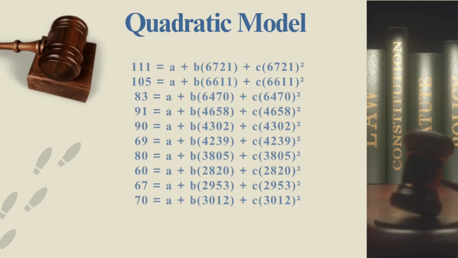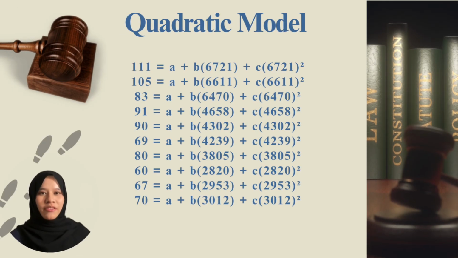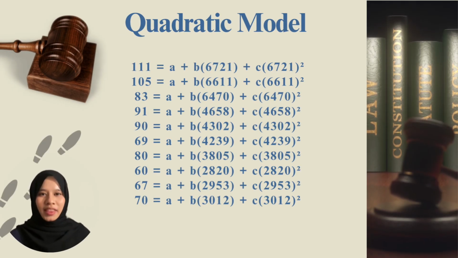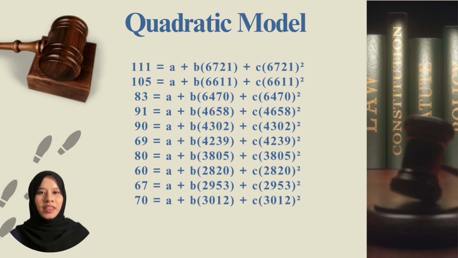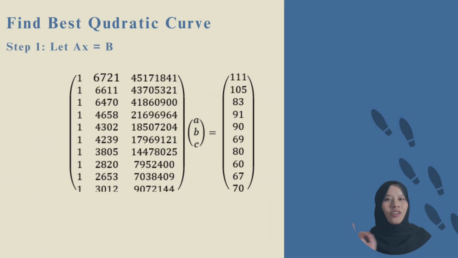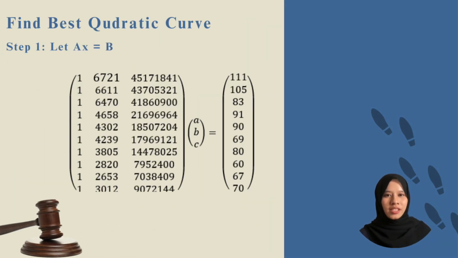In this part, we want to find the best quadratic curve that fits our crime data. From the 10 equations, we form an augmented matrix. The first 3 columns come from the coefficients of A, B, and C in the quadratic model. The last column is the Y value, the number of murder crimes. We will now use the reduced row echelon form to solve for A, B, and C.